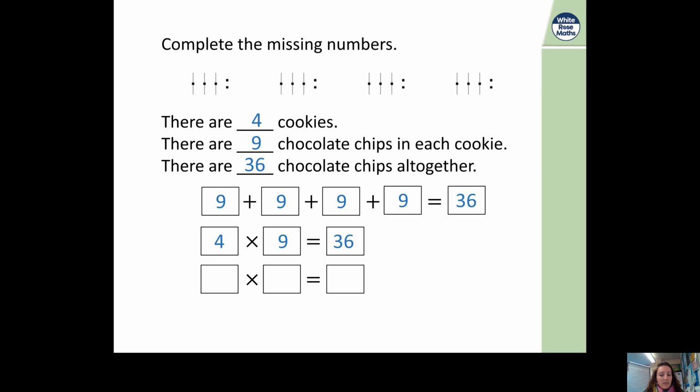And we could also write 9 times 4 is 36. Now remember that multiplication is commutative. So we can swap around the 4 times 9 and the 9 times 4 and we get the same product, 36.